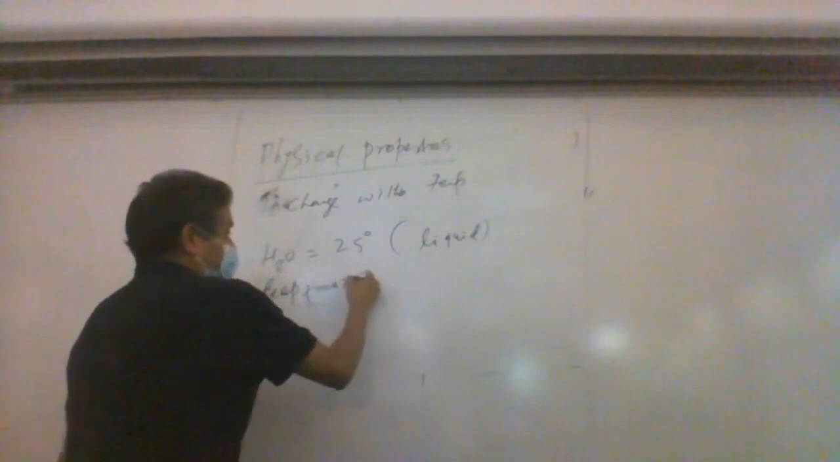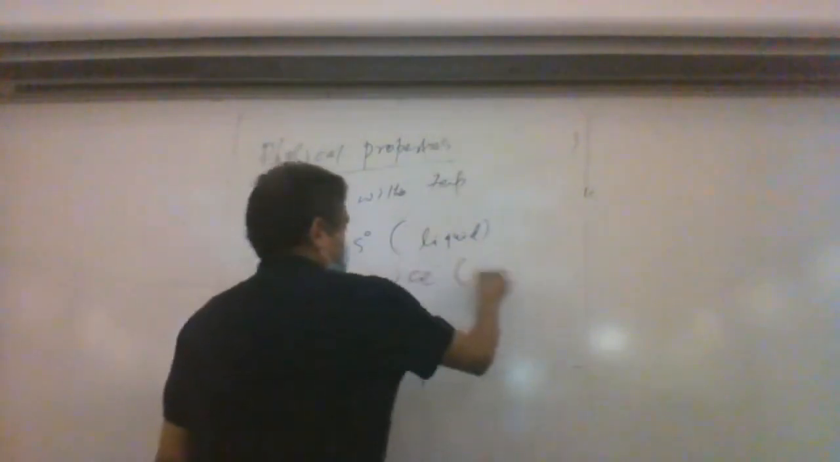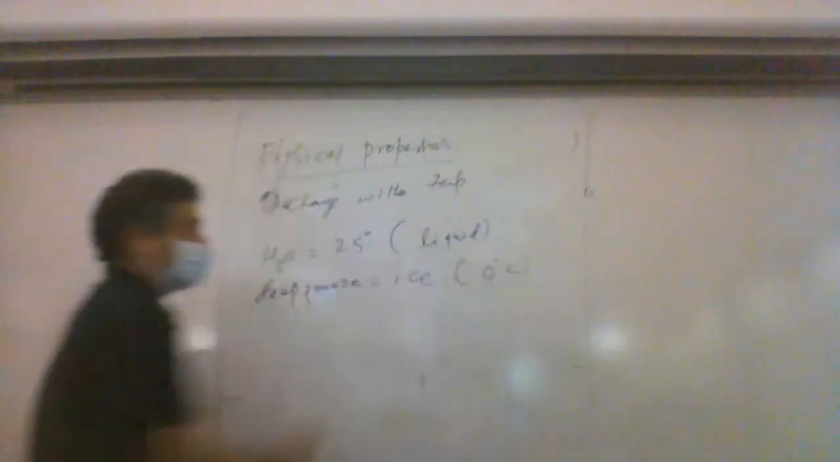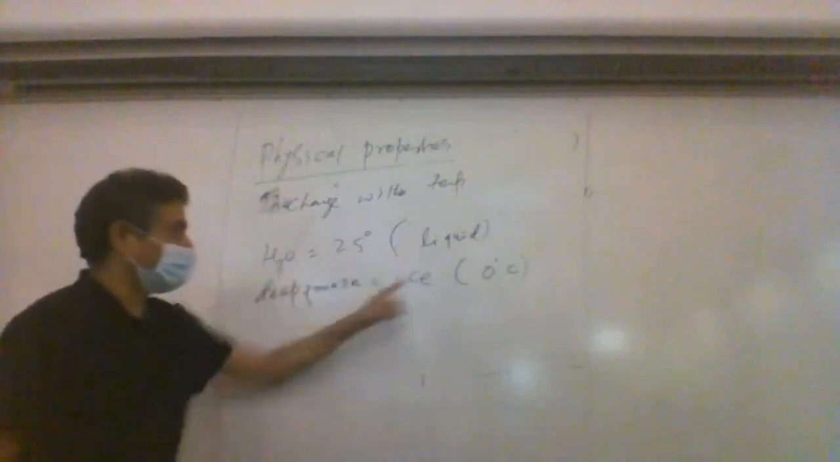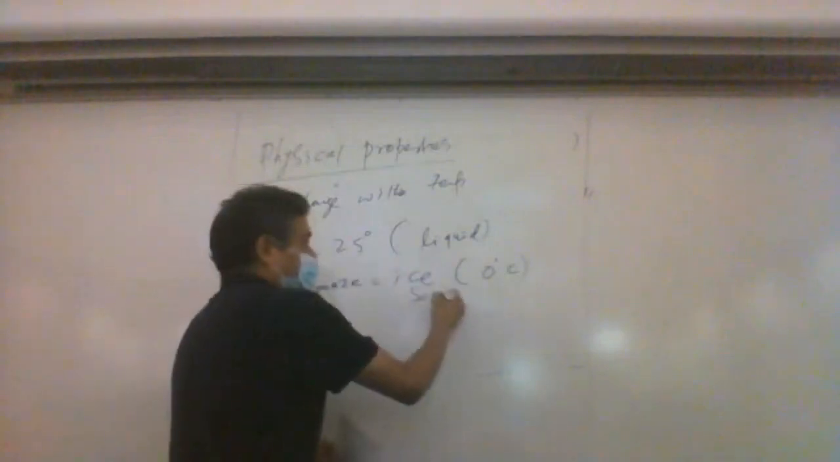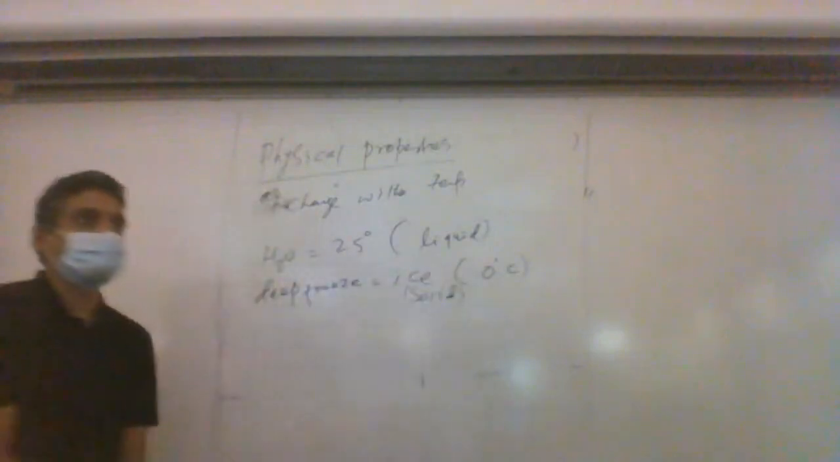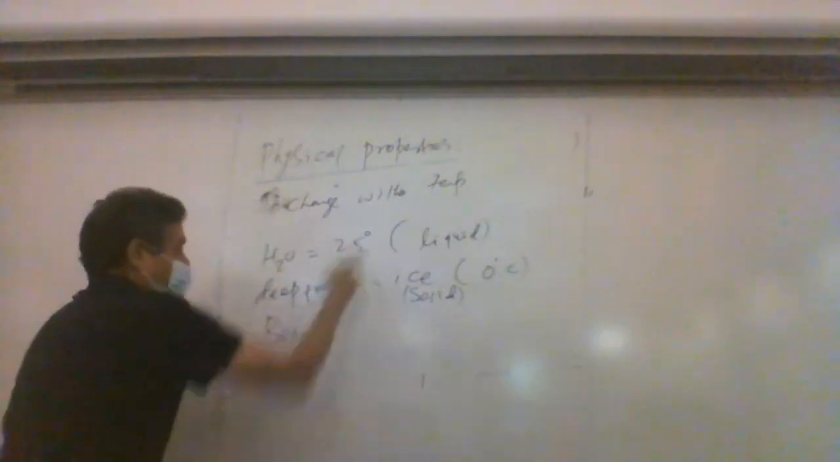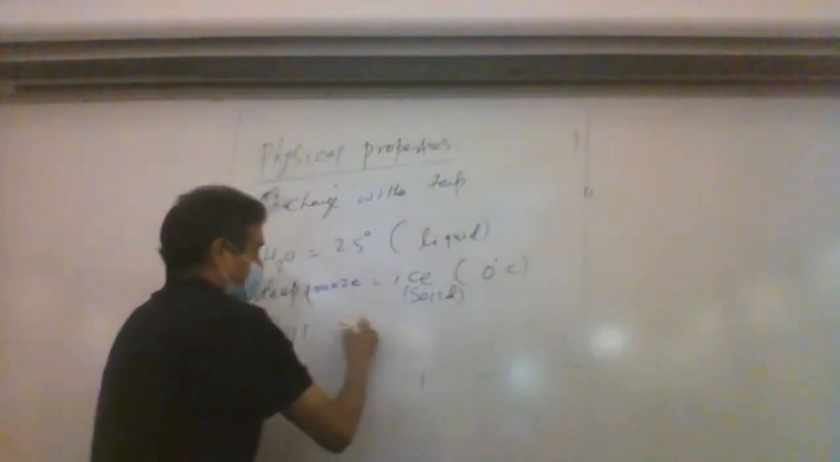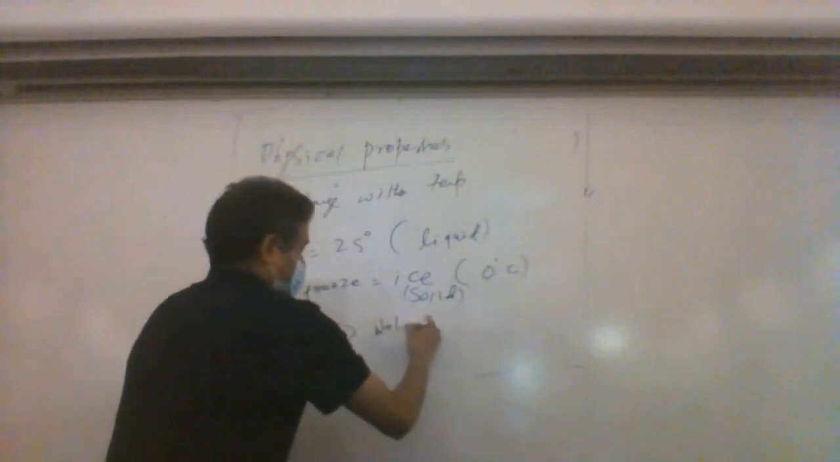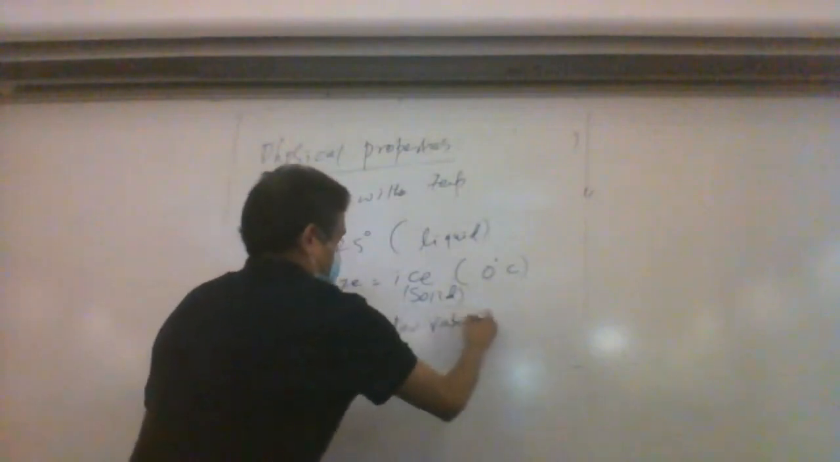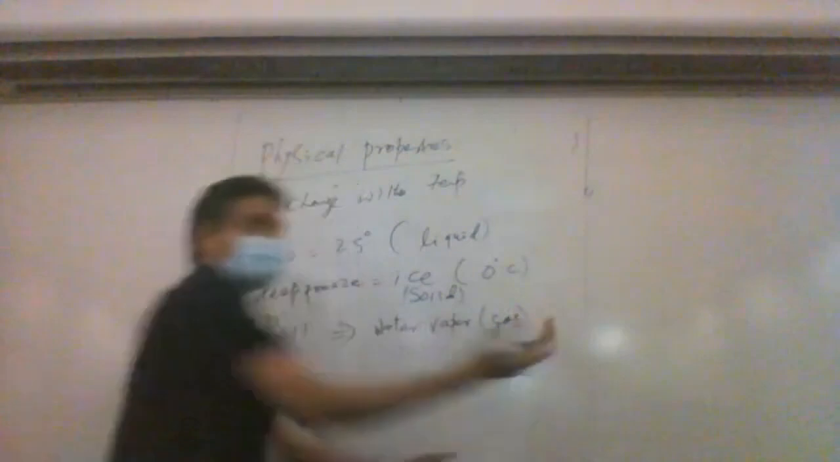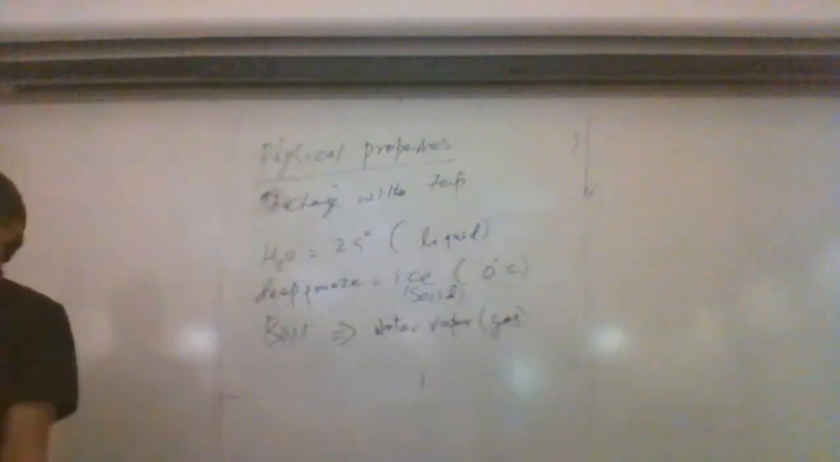Deep freeze, you will see ice. So that is maybe 0 degrees centigrade. You see the physical state change. This was liquid. Now ice is solid. When the temperature changes, the physical state changes, right? Now boil this liquid water. You will see vapor, water vapor. You see now this is a gas phase. So physical properties change with temperature.